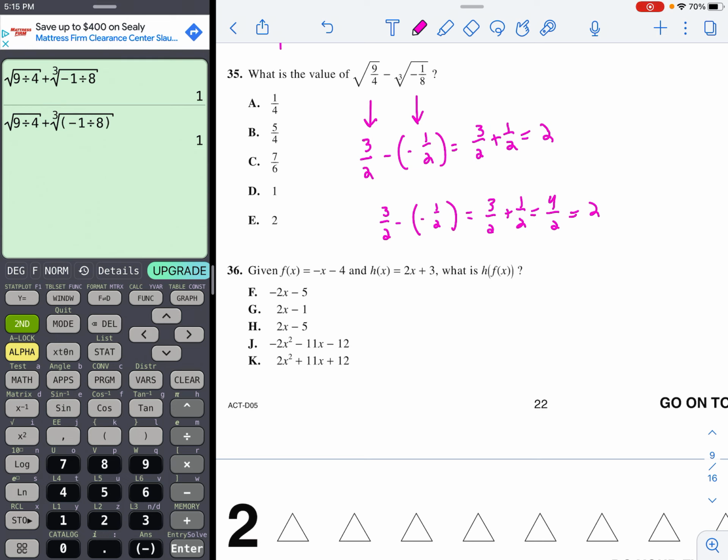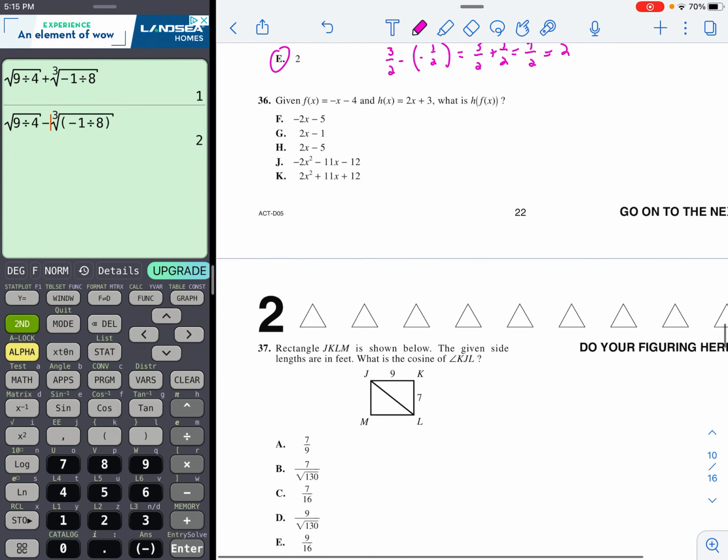Negative 1 divided by 8. Oh, I put a plus sign there. That's all. So I put a plus sign there. There we go. Answer is 280. So that one's really not that bad to put into your calculator.